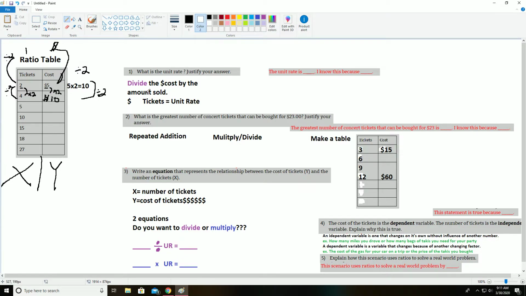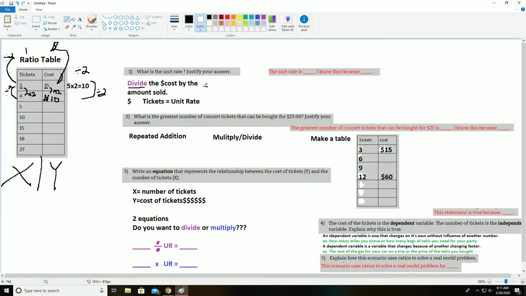Okay, let's go ahead and move on to the unit rate. We talked about unit rate in Unit 1. In order to find the unit rate, you're going to need to divide the cost by the amount sold. When you solve this table over here, this is another way that you can check your answers if they're correct or not.